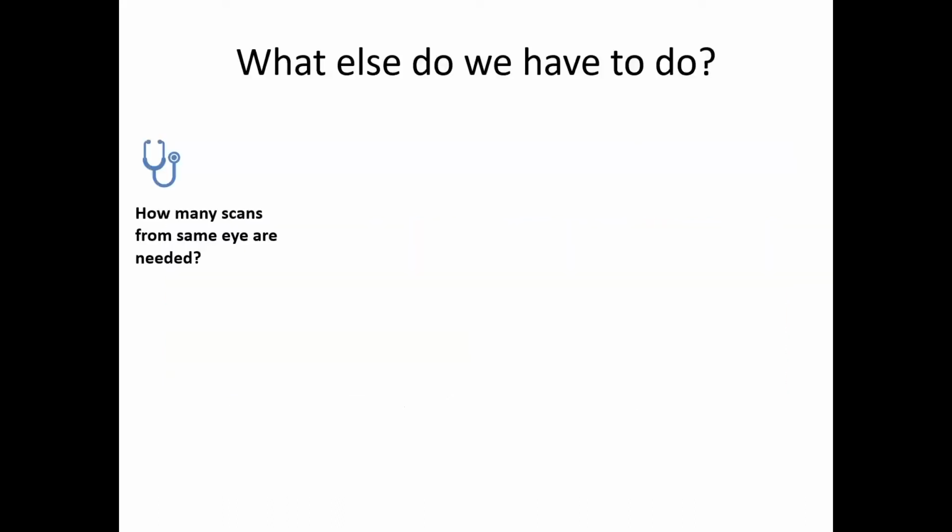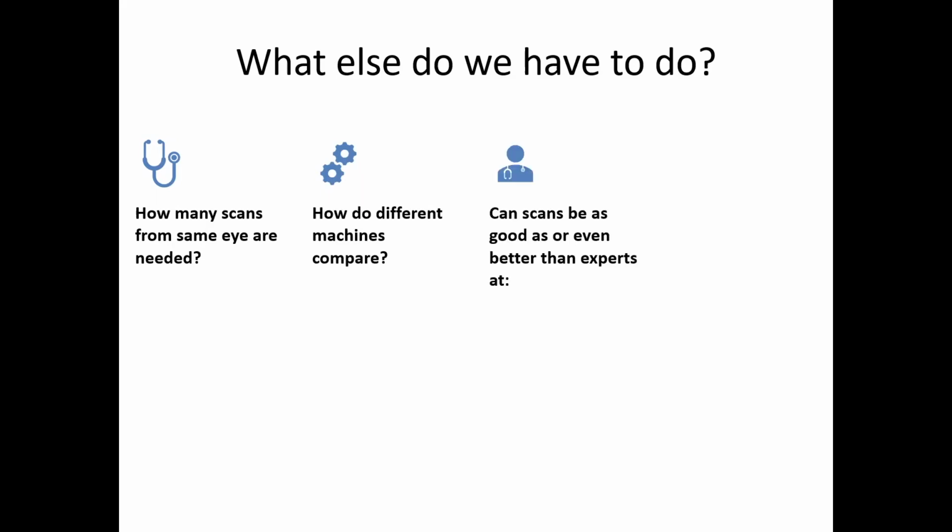So we've got a bit more work to do, and we need to answer these questions. How many scans from the same eye are needed? How do different machines compare in finding the cells? Can the scans be as good or even better than the experts, in particular at screening in JIA, in deciding if they are responding to treatment and even when to reduce or stop treatment? So we could use these images to tell us all this information.